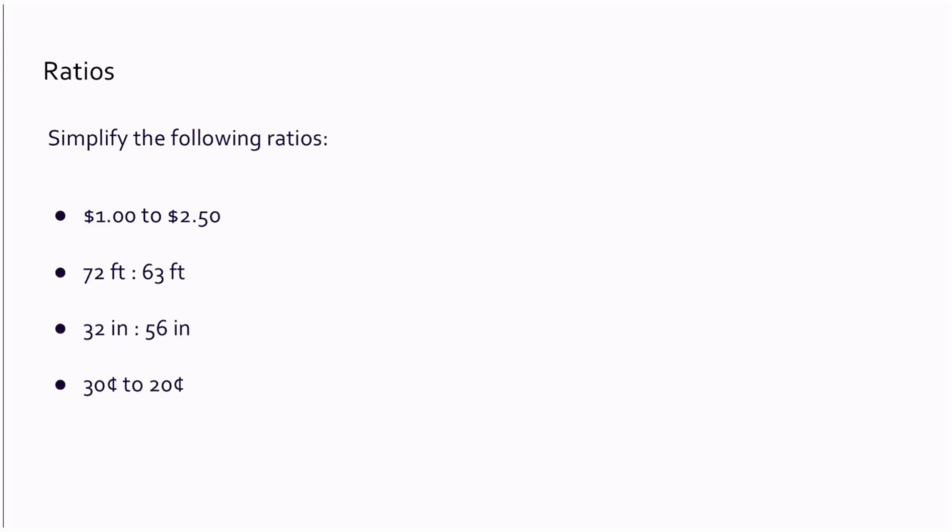All right, so with this first one, I have $1 to $2.50. As it is, I can't really simplify them much more, but I'm going to rewrite them as cents because now I have these whole numbers that I can simplify. And so I see from both of these, they have an extra 0 at the end, which means I can take 10 from both of these and still have a whole number. So 100 divided by 10 is 10, and 250 divided by 10 is 25.